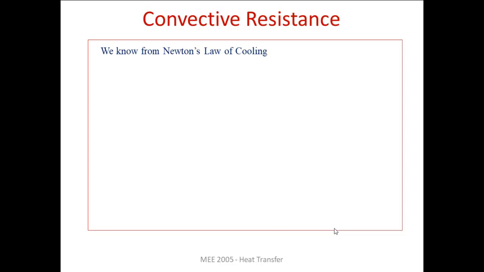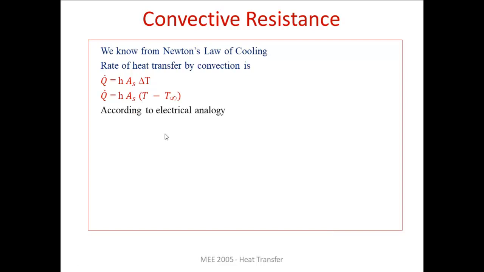To determine the resistance by convection, let us go back to Newton's law of cooling. From Newton's law of cooling, we know that the rate of heat transfer by convection is given as Q equal to hA delta T. If you write this expression in electrical analogy form, it appears like this: Q equal to delta T divided by 1 by hAs, where As is the surface area and h is the convective heat transfer coefficient. Here delta T is the temperature difference and the denominator represents the convective resistance. So convective resistance is 1 by hAs.